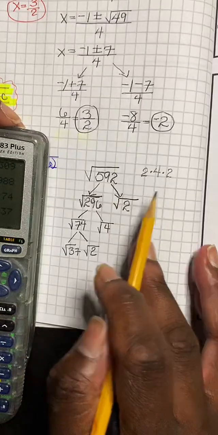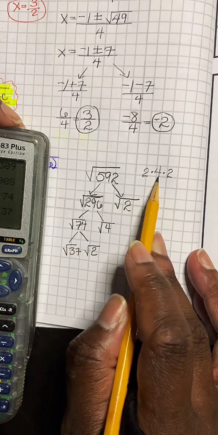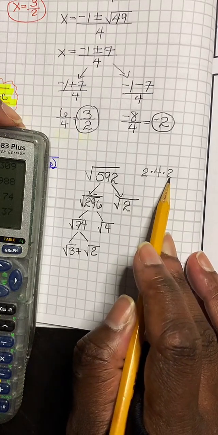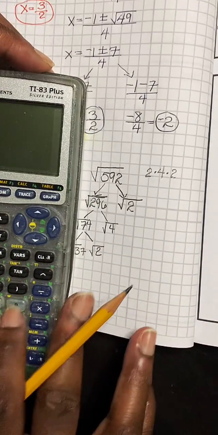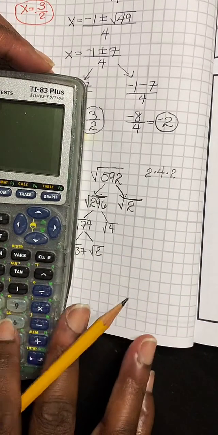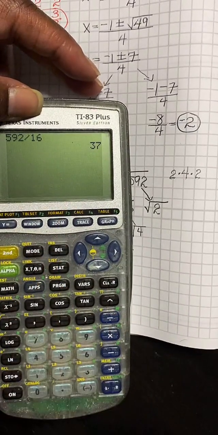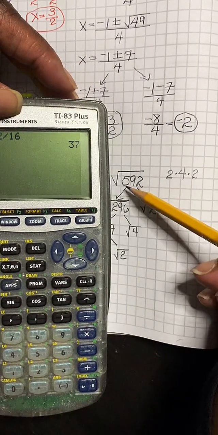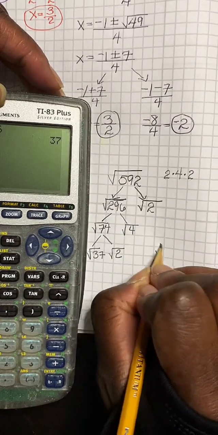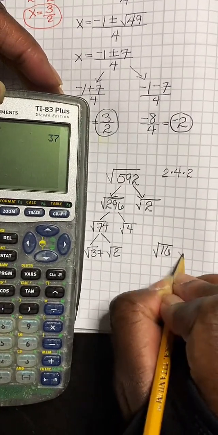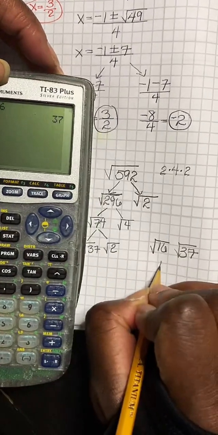So here's the trick. 2 times 4 times 2. 2 times 4 gives me 8. 8 times 2 gives me 16. So if I go back to my original 592 and I divide it by 16, I'm going to get 37. So the square root of 592 is actually going to be the square root of 16 times the square root of 37. Square root of 16 gives me 4.